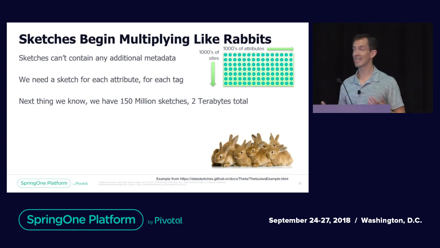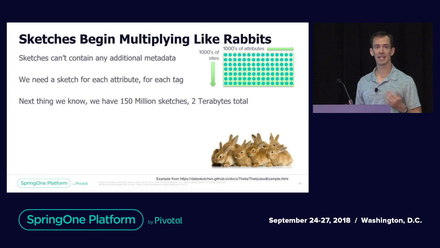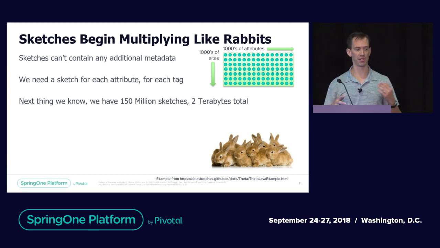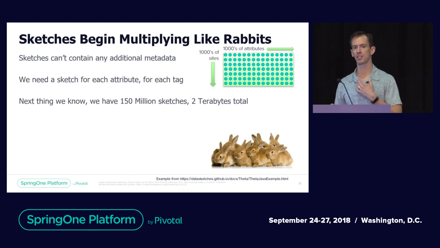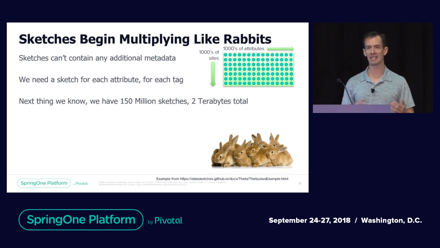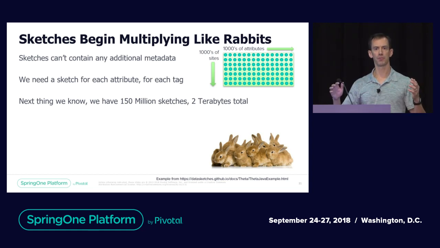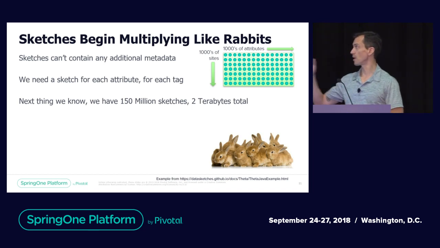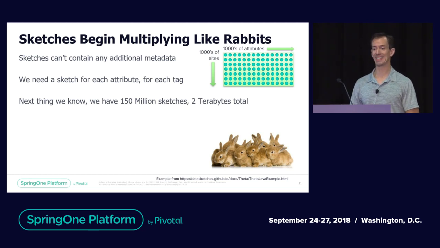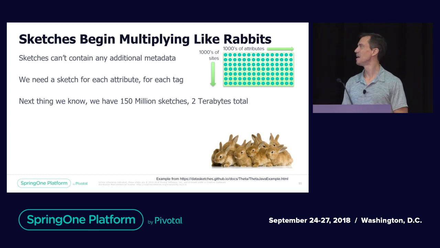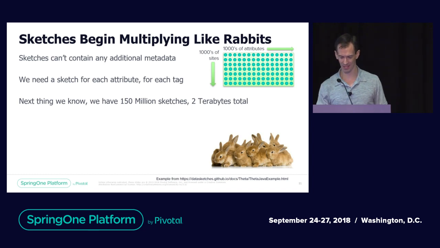Now, the problem for us was these sketches began multiplying like rabbits. Sketches can't contain any additional metadata, so it just has the existence of an item in a set, but no more information about that thing. And we found for our particular use case, we needed to store a sketch for each attribute, for each tag. We also had to have different sketches for different ranges of time, so that we could support time-based queries as well. We ended up with an O of n squared problem there, that's not great, but it's kind of where we ended up. Next thing we knew, we had 150 million sketches. Each one was only 16K, but they stretched across 2 terabytes in all.